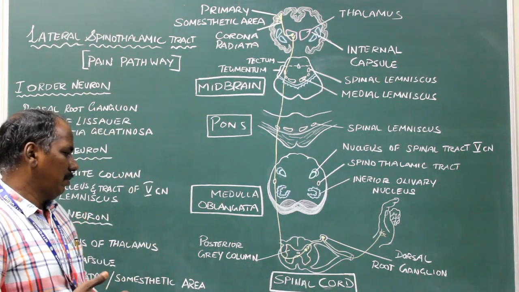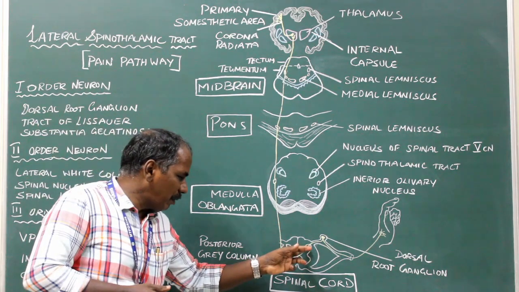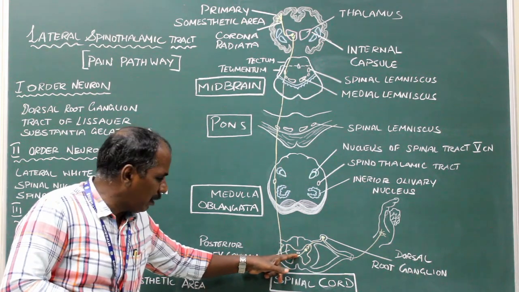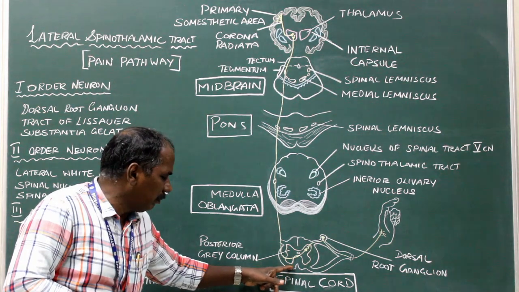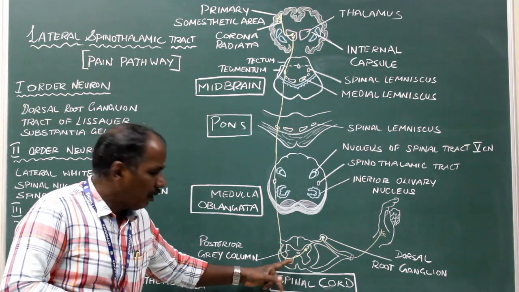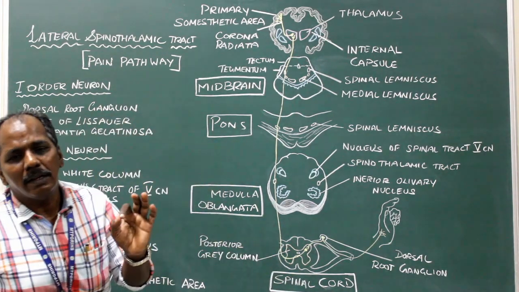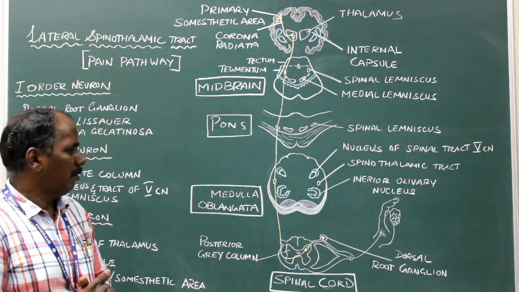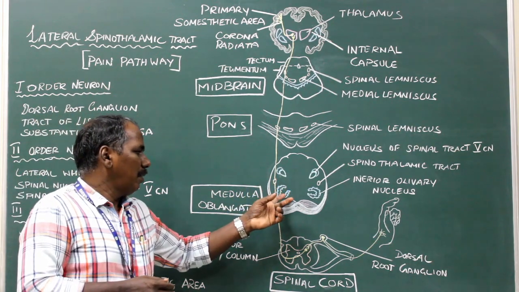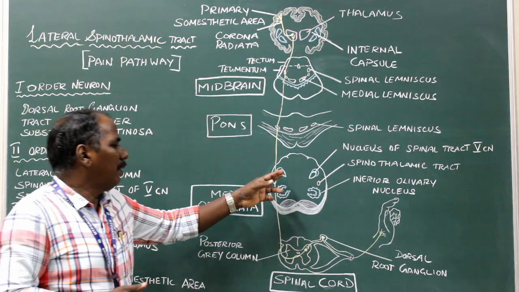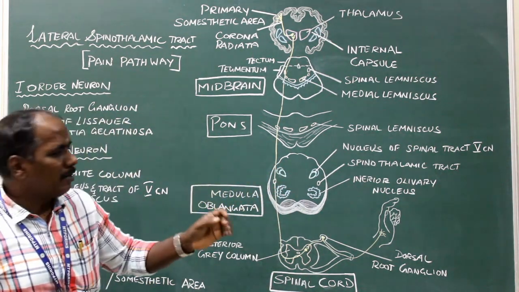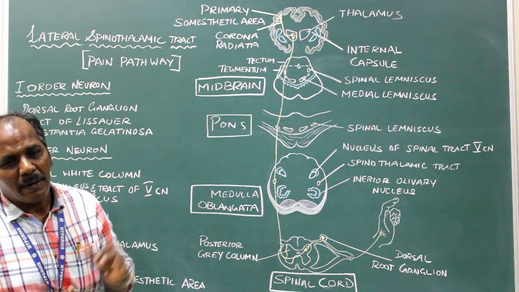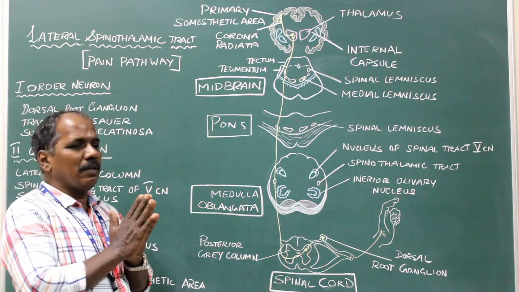Second order neuron. The axons arising from the posterior horn cells cross obliquely the anterior gray and white commissure, reach the anterior white column, and ascend as the anterior spinothalamic tract. In the medulla oblongata, it lies between the inferior olivary nucleus and the spinal nucleus and tract of trigeminal nerve. Then it joins with the lateral spinothalamic tract and spinotectal tract to form the spinal lemniscus.